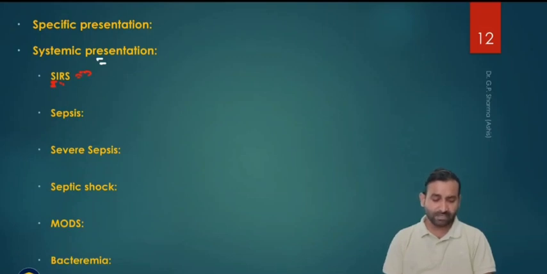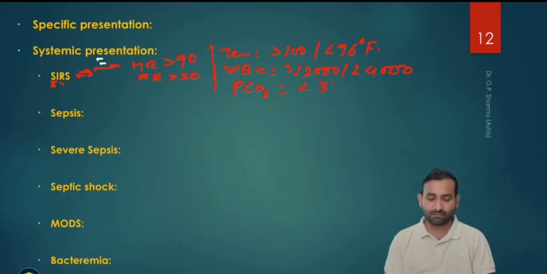In this case, heart rate more than 90, respiratory rate more than 20, right? Similarly, we have temperature either more than 100 or less than 96 degrees Fahrenheit, and WBC count either more than 12,000 or less than 4,000. And we have PCO2, which should be less than 32 mmHg. So what are the criteria for SIRS? Remember, this is a very important question in the exam.